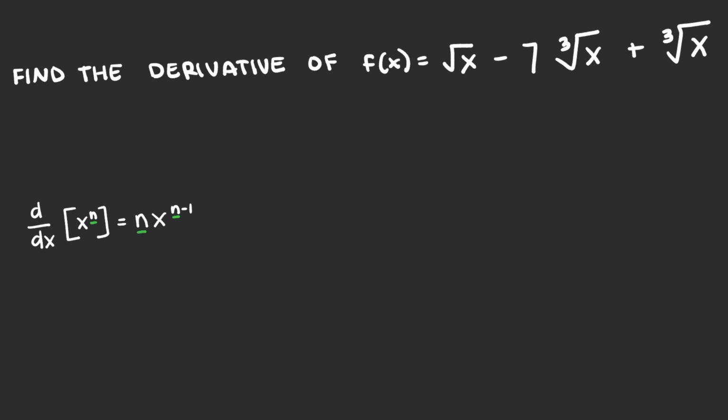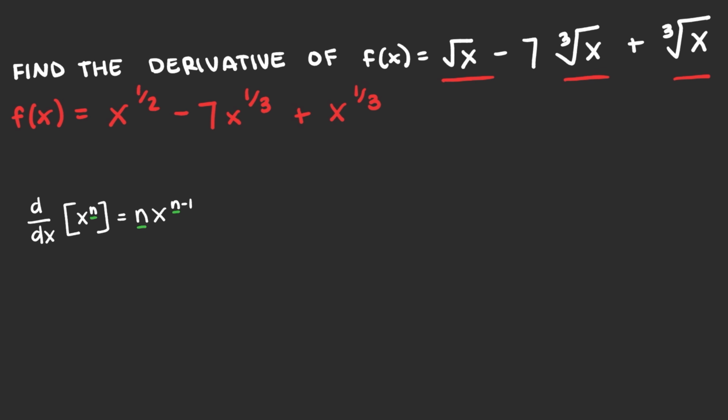F of x, for our first term, would just be x to the power of 1/2, minus this 7 would stay the same, but the cube root of x would turn into x to the power of 1/3, plus x to the power of 1/3. Remember, this square root of x is completely different from the cube root of x. These two are not the same thing. So be careful when you look at that.